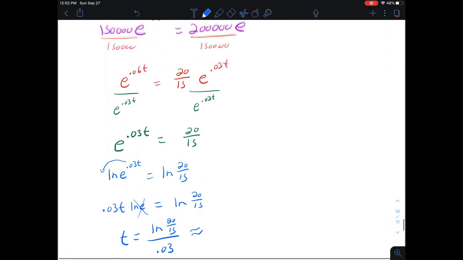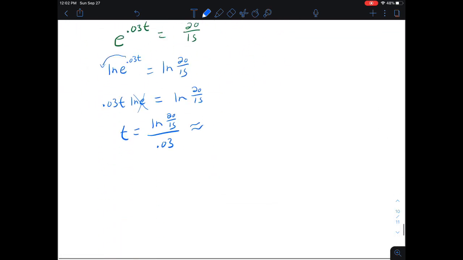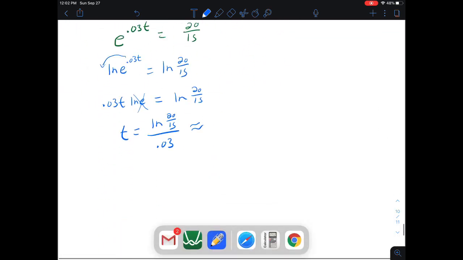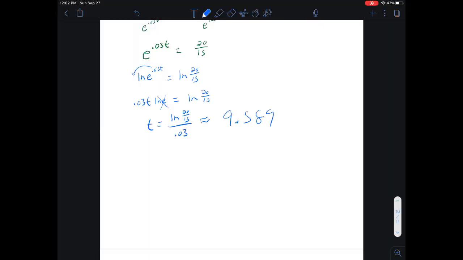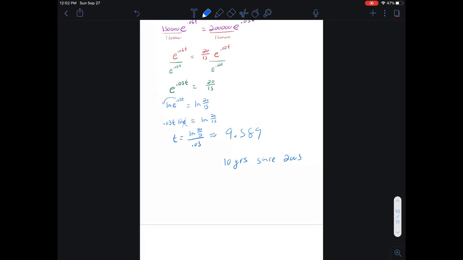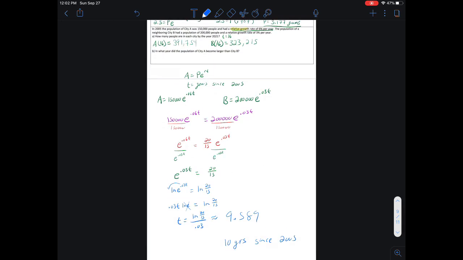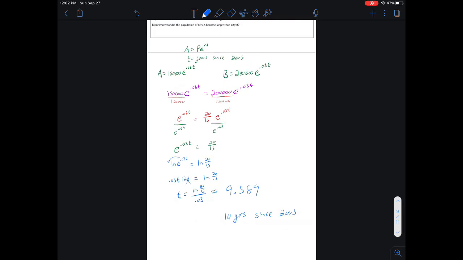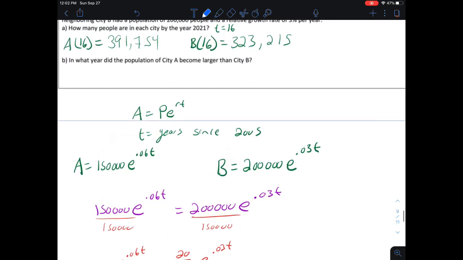So this would be the number of years since our initial time frame, since 2005, and we're going to get a decimal equivalent in our calculator. All right, and we get approximately 9.8589 years. And so I'm going to round that to the nearest year. So we get approximately 10 years since 2005. So in what year will City A become larger than City B? We're going to go with 2015. So the year 2015.